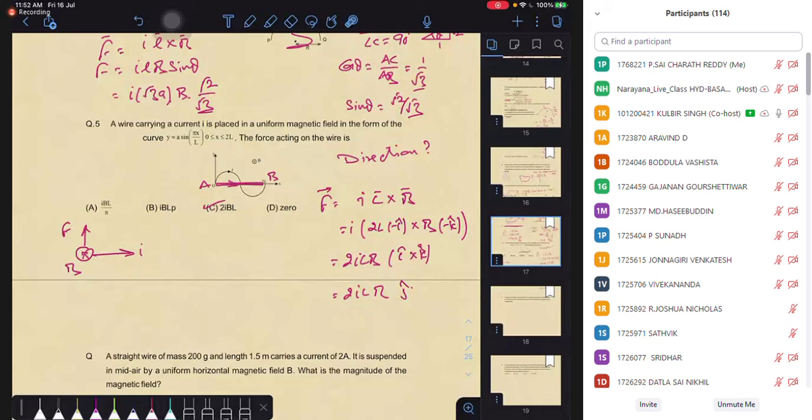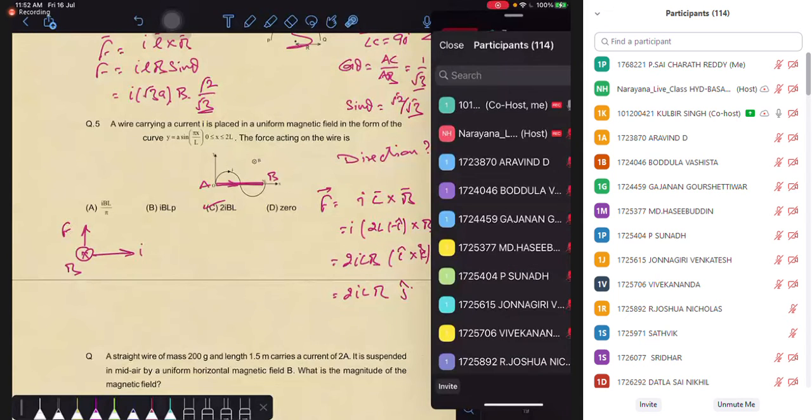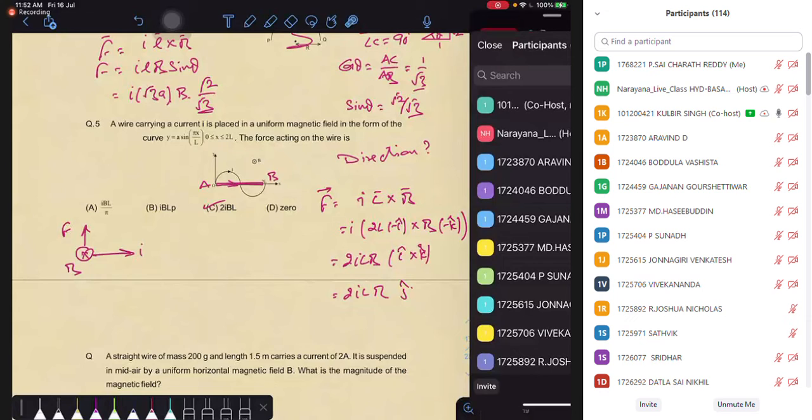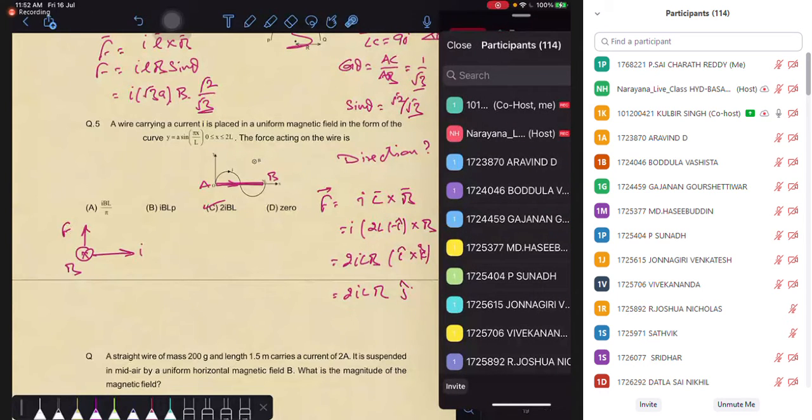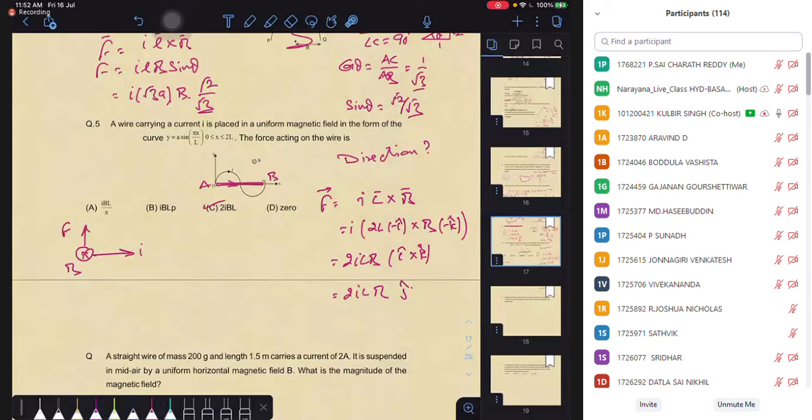So is it okay? Clear? Shape does not matter if the magnetic field is constant. Right, Rita?